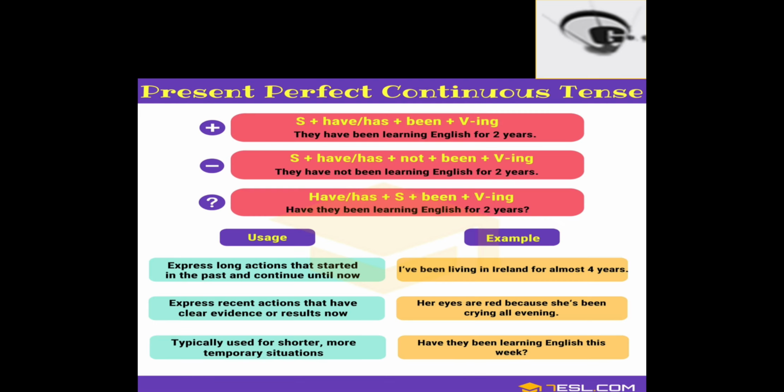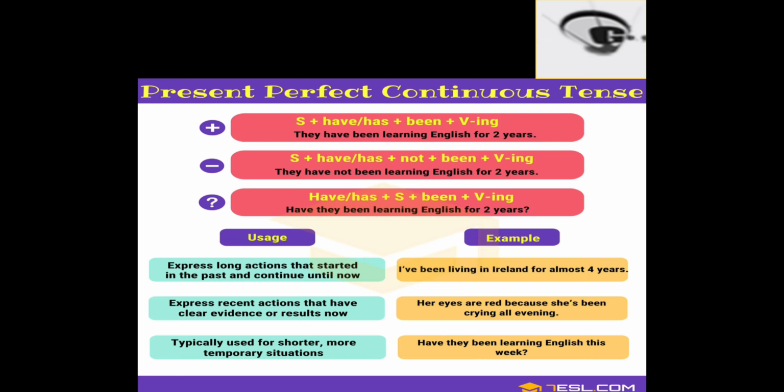Okay. Now moving on, we have present perfect continuous tense. In the positive sentence, we write the subject plus have or has plus been plus the third form of the verb. In the negative sentence, we write the subject plus have or has plus not plus been plus the verb plus ing. And in the interrogative sentence, we write have or has plus the subject plus been plus the verb plus ing.